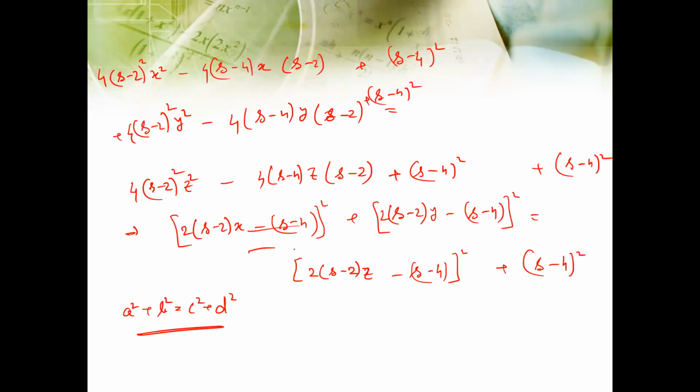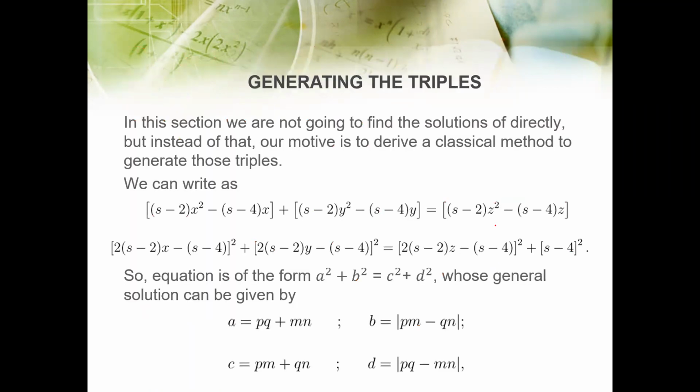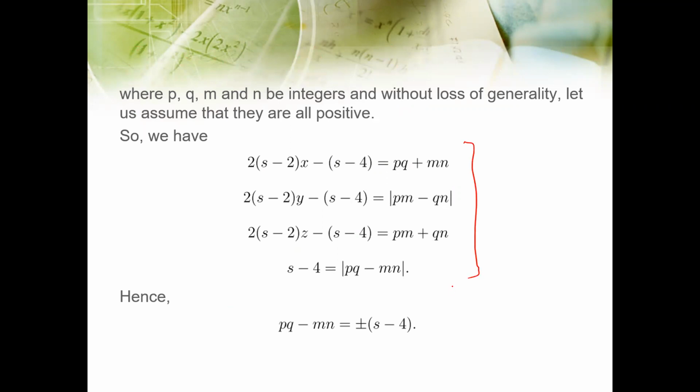we have a general solution for this a squared plus b squared equals c squared plus d squared: (pq plus mn) squared plus (pm minus qn) squared is equal to (pq minus mn) squared plus (pm plus qn) squared. So we will just compare these four things with these four things, and we can get these 4 equations, and the last one can be written as this, and we can see that pq and mn are symmetric.